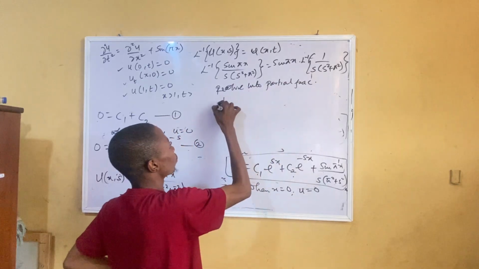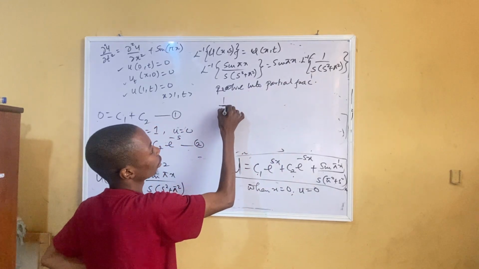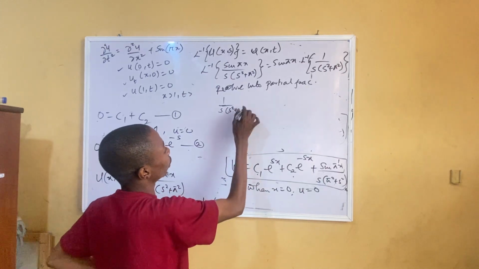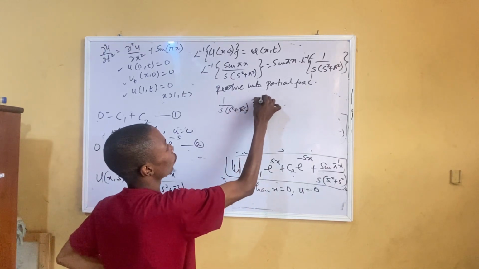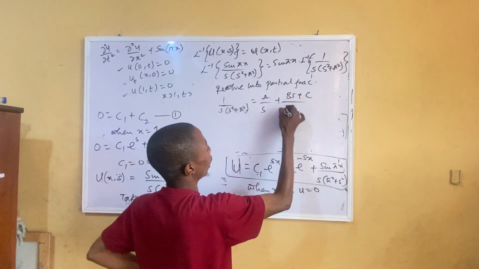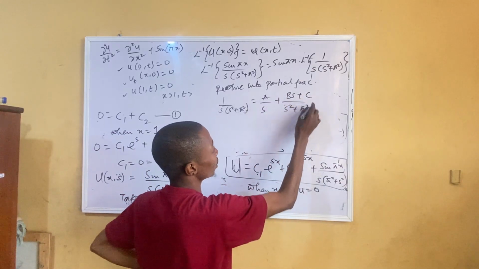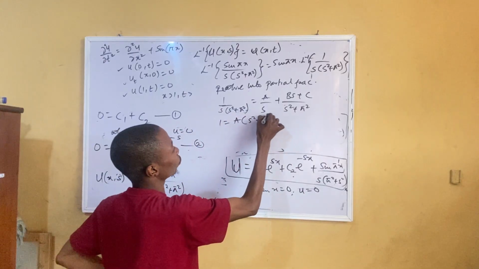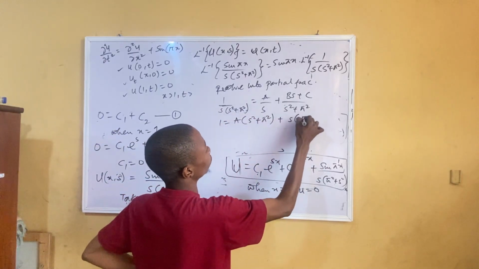So how do we resolve this? It is 1 over s squared plus pi squared. Oh, sorry, it will be A over s plus Bs plus C over s squared plus pi squared. Do you remember the partial fraction? Clear the fraction. This will be A times s squared plus pi squared plus s times Bs plus C.